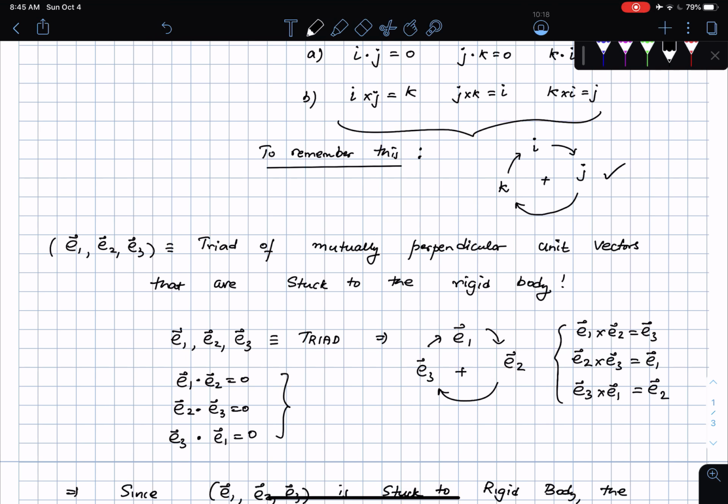E1, E2, E3 is stuck to the rigid body, so it's going to be rotating along with the rigid body, which means the angular velocity of this triad is going to be the same as the angular velocity of the rigid body. Imagine a potato, stick three sticks into a potato, and then try to rotate the potato. The sticks will also be rotating along with the potato. That's essentially what we are doing here.